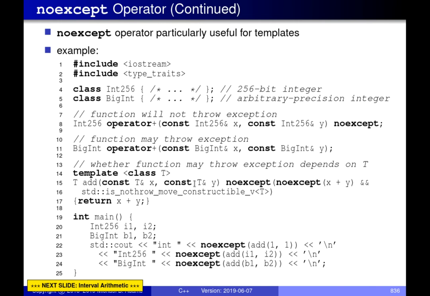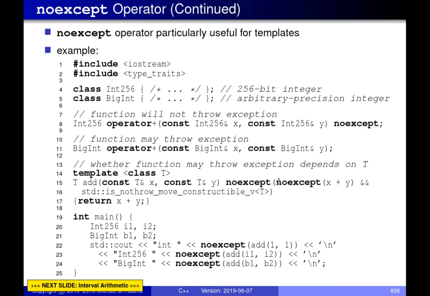So what I'm doing is when I declare this function, I'm saying noexcept, but rather than just saying noexcept true or false, I'm giving an expression. And what the expression is basically saying is that if I can compute all the things that I need to do in this function such that they don't throw exceptions, then I can guarantee this function won't throw exceptions.